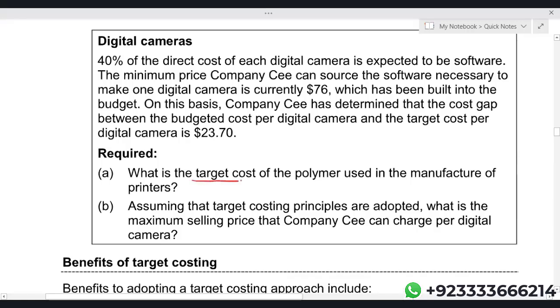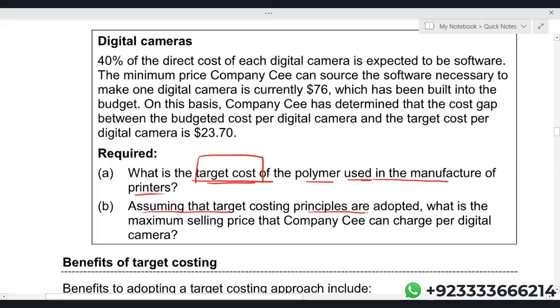What is the target cost of the polymer used in the manufacture of printers? What is the target cost? What is the target cost of the polymer used in the manufacture of printer?